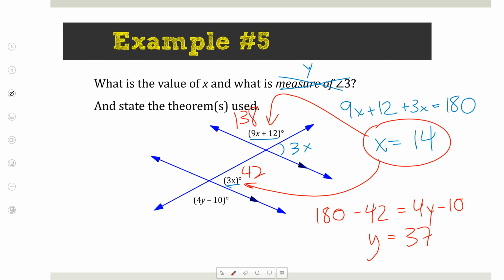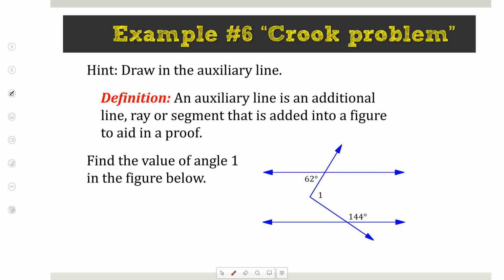Do I have one more for you, maybe? Oh, yeah, I do. Crook problem. All right, these pop up every once in a while. In order to solve the problem, what we're going to do is draw in an extra line, which is called an auxiliary line. So it's called a crook problem. You probably never heard that term before, but a crook, like this thing right here, is called the crook of your elbow.